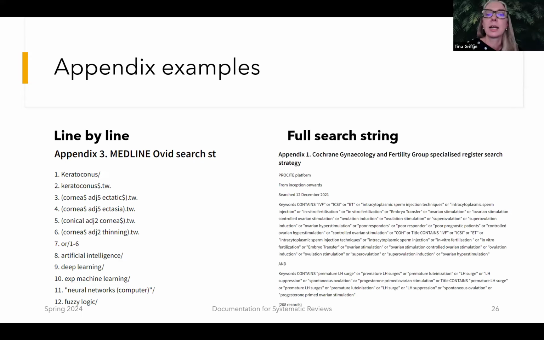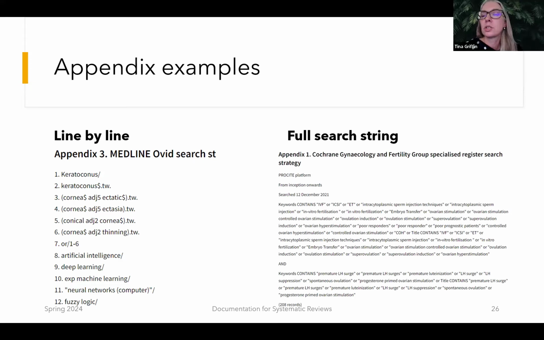On the right-hand side, I have something slightly different. This is a search string that I can copy and paste, but it is through a platform, it's through the ProCite platform. But this is a registry search, so it's probably a database, but it doesn't look like it has a controlled vocabulary or anything with it. So it looks like it's just a keyword search. So I should be able to just copy and paste.